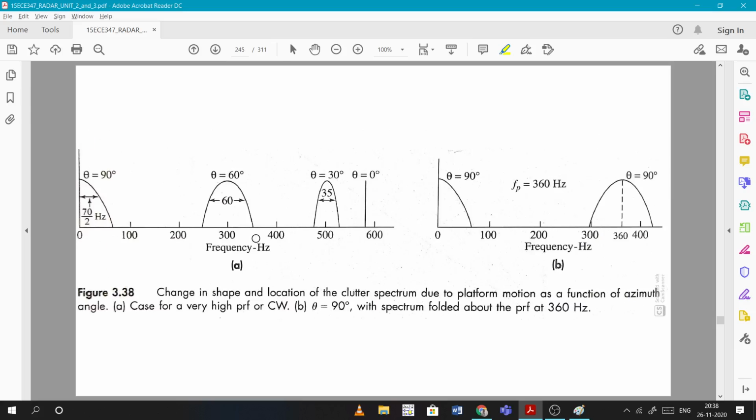So we can see here two cases: change in shape and location of cluster spectrum due to platform motion as a function of azimuth. Okay. So when you use a very high PRF or continuous wave, the first case will happen. That means it will be shifted to different locations. For theta equal to 60, it will be looking like this. When theta is equal to 30, it will be here, and width is also changed. When it is at 0, it will be with 0 width as we saw above. Okay.